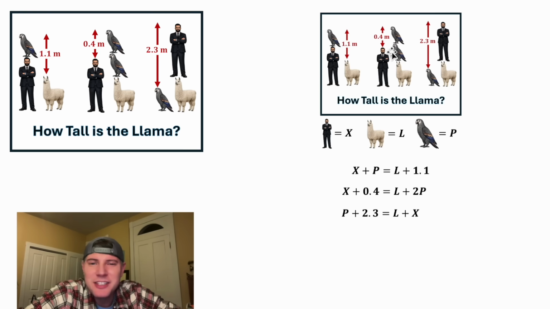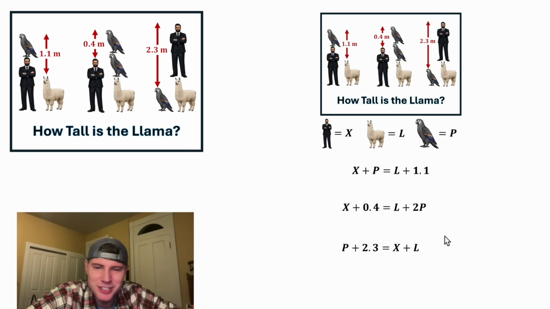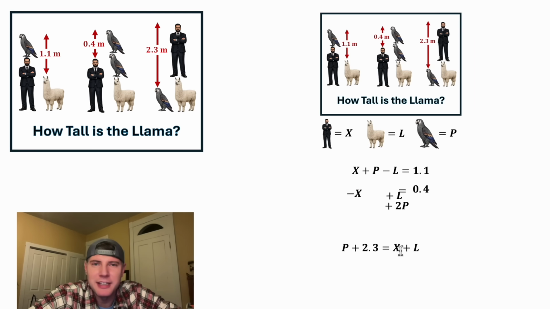And now we've taken these three images and expressed them as equations. Let's see what we can do with these equations. Let's line up the variables. On the left-hand side, let's go x, p, l, and then on the right-hand side, let's leave the numbers. So for this one, let's subtract l from both sides, and that'll give us x plus p minus l is equal to 1.1. And then for this one, to get the 0.4 all by itself, let's subtract x from both sides. And that'll give us 0.4 is equal to negative x plus l plus 2p. And then we can rearrange it like this. So now the x's, the p's, and the l's are lined up.